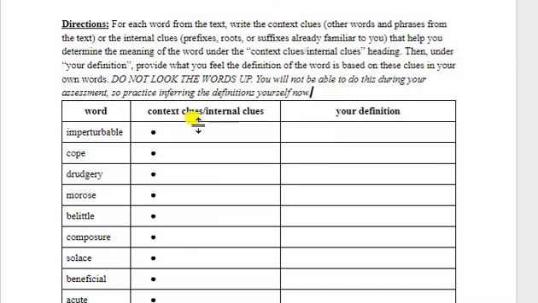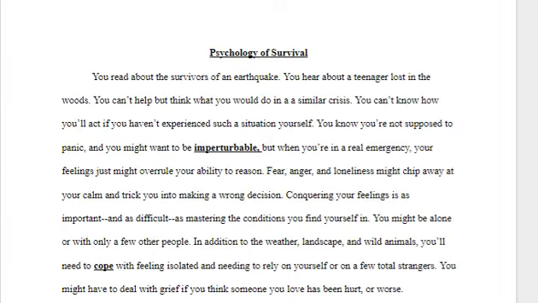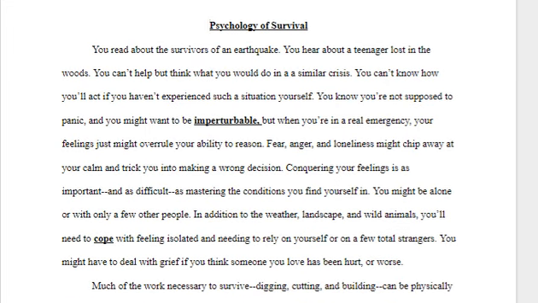Okay, so let's look at the text that goes with this. And when you do these exercises, you will have a text just like this, and you will have that table, and they'll be in separate documents. So this little reading passage is called Psychology of Survival. I'm just going to do the first paragraph with you.